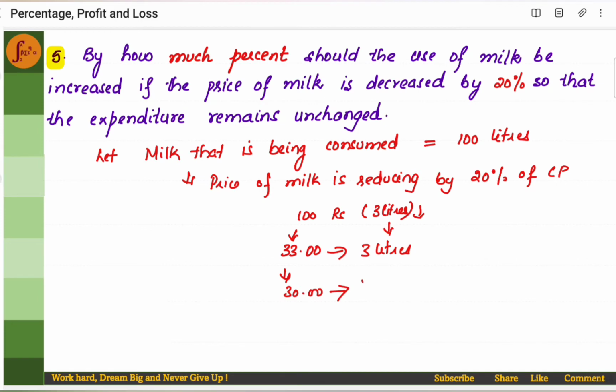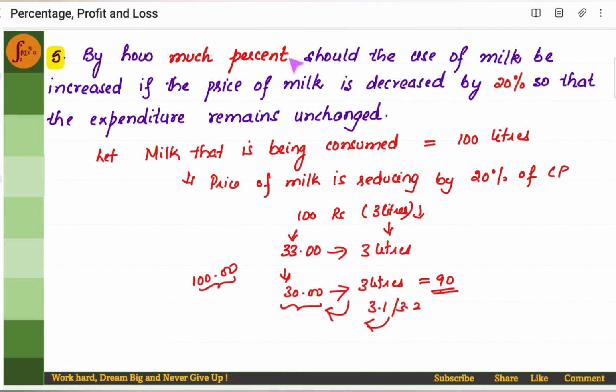If I buy 3 liters, it will be 90 rupees, instead of 100 rupees, right? But here in the problem, the condition is that you have to still spend 100 rupees. Not 90 rupees. You have to still spend 100 rupees. That means I have to take more milk, more than 3 liters, maybe 3.1, 3.2, whatever, right? I need to buy more milk so that my total amount is 100 rupees itself.